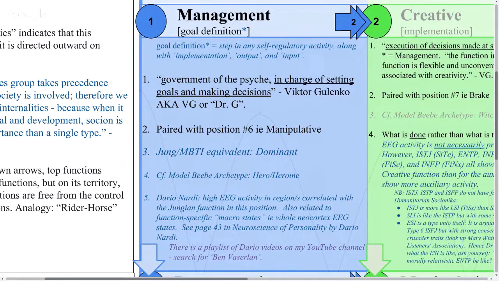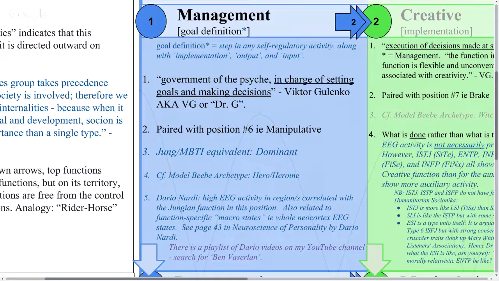So you can see on screen, I'm just going to read through this. There's not too much explanation; it's meant to be a peanut shell. Goal definition: step in any self-regulatory activity along with implementation, output, and input. One: government of the psyche, in charge of setting goals and making decisions. So the lead function, the management function, the manager, sets goals and makes decisions.